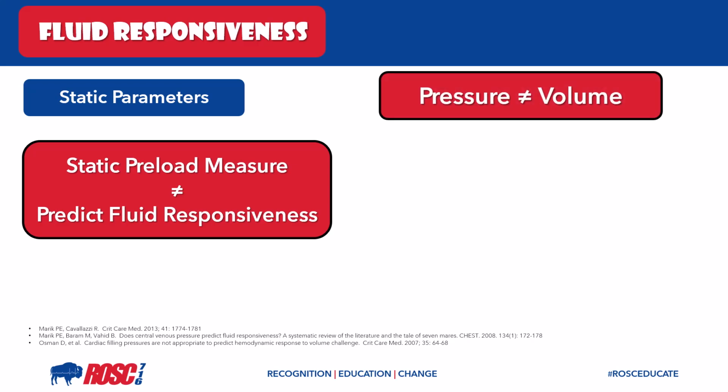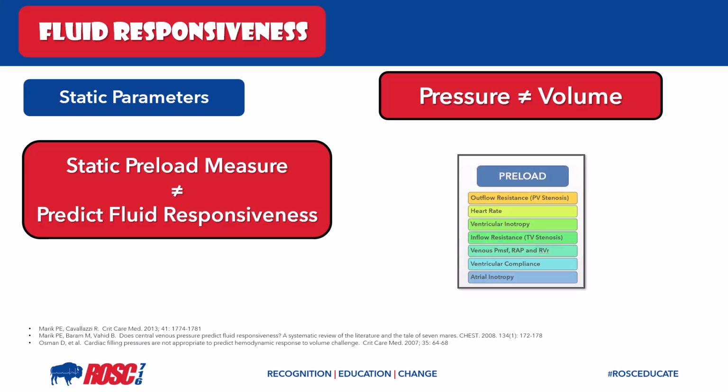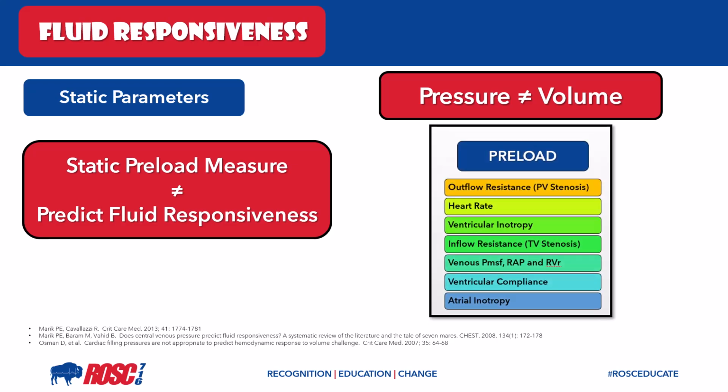To simplify the rationale of this finding, we need to remember that pressure does not equal volume. That is, a pressure that you transduce in a cardiac chamber does not equate to its volume. In addition, we need to be reminded that there's a multitude of variables that go into preload other than volume status. This includes valvular function, heart rate, inotropy/contractility of the ventricle and atrium, as well as the ventricular compliance.